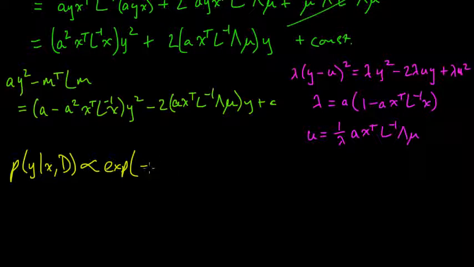So therefore it's minus lambda over 2 times y minus u squared, right? If we plug these in here, then we get this, which is equal to this, plus something which is constant in y. This is constant in y, this is constant in y. And so it's proportional to this. And that gives us the result. That's it. Well, almost it.